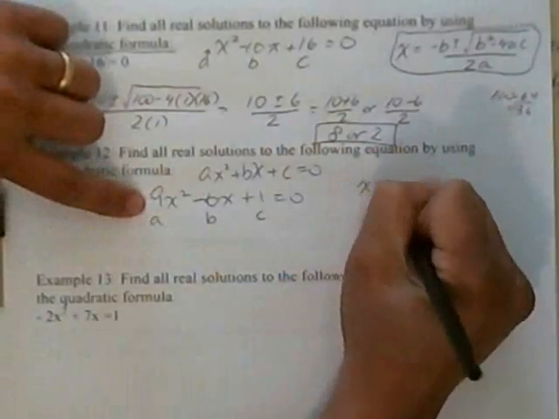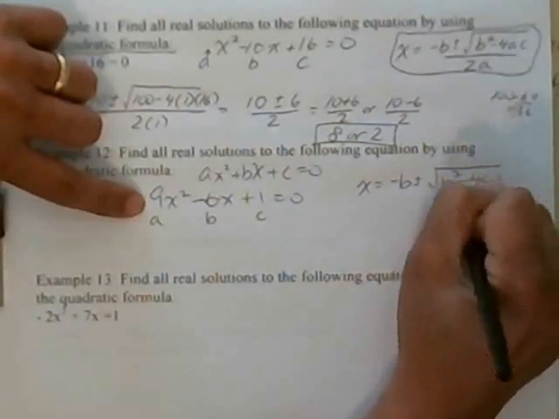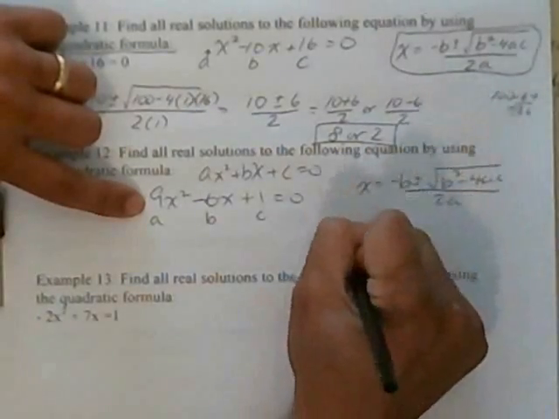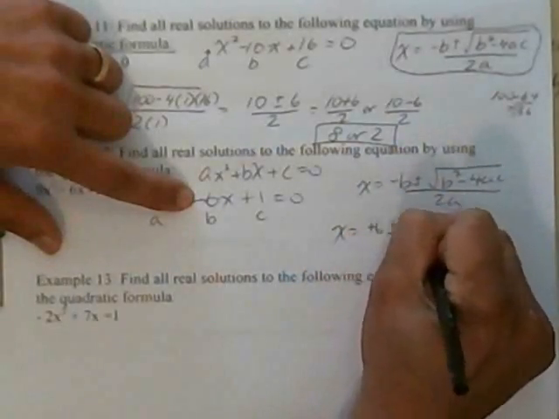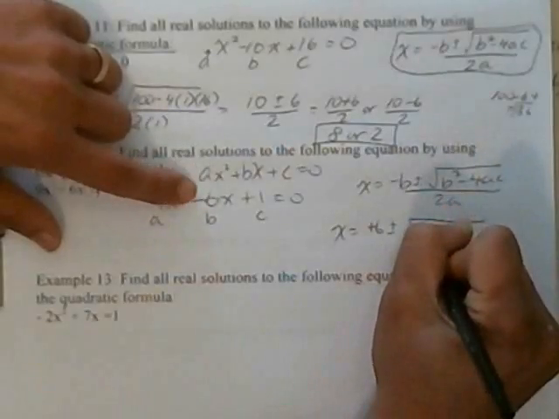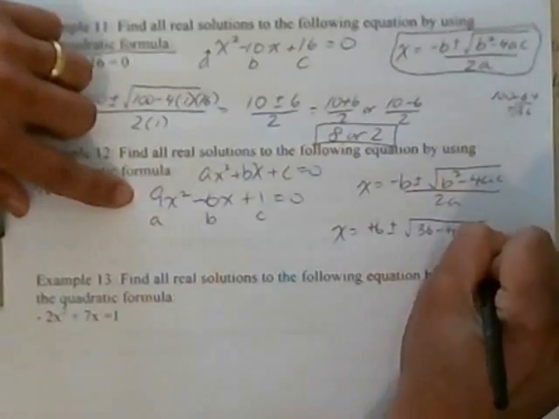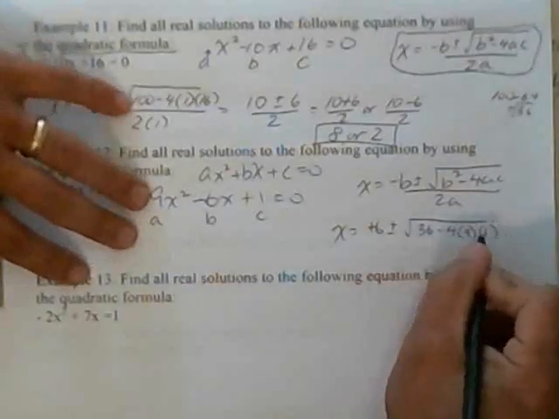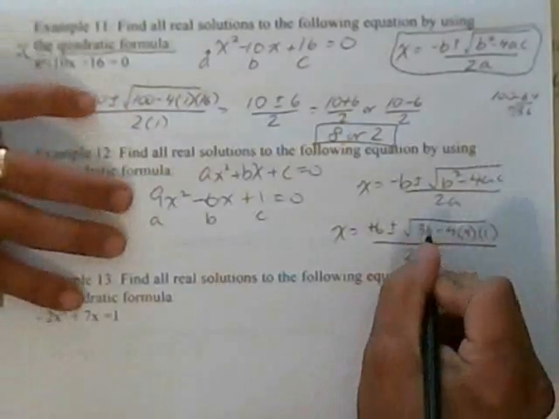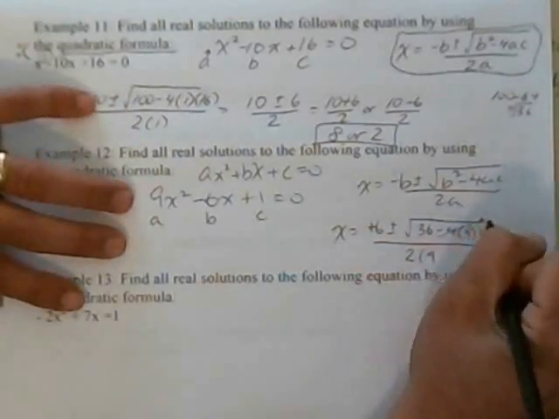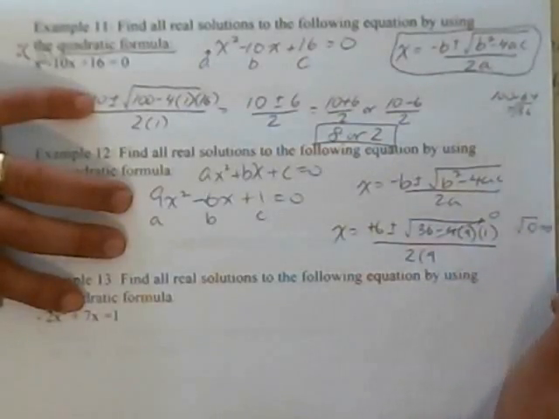So x equals negative b plus or minus the square root of b squared minus 4ac, all over 2a. x is equal to negative b, which is plus 6, plus or minus the square root of b squared. Negative 6 squared is 36, minus 4 times 9 times 1, which is 36. That's equal to 0, over 2 times 9. 36 minus 36 is 0. The square root of that is going to be 0.